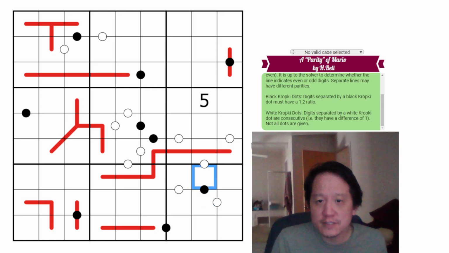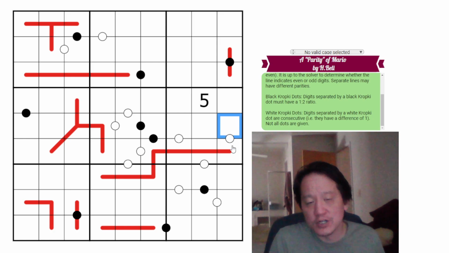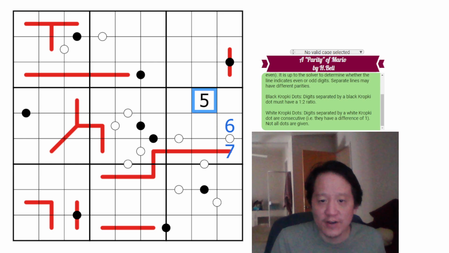White Kropke dots. Digits separated by white Kropke dots are consecutive. That is, they have a difference of 1. Not all dots are given. So if, for example, this was a 6, this would have to be a 5 or 7. It can't obviously be a 5 because of Sudoku, but that's another thing.